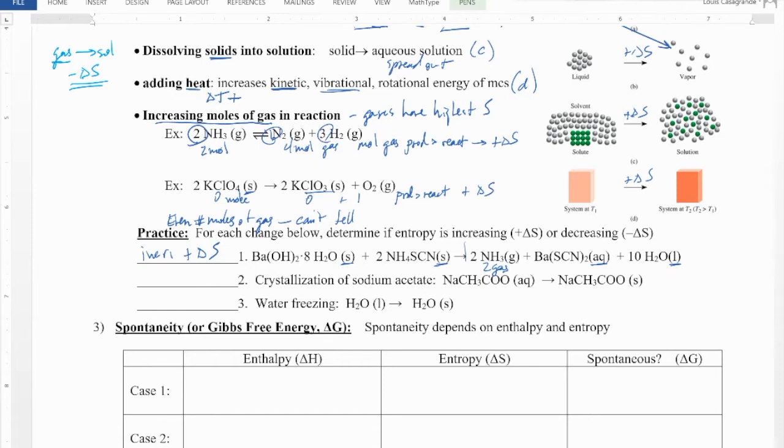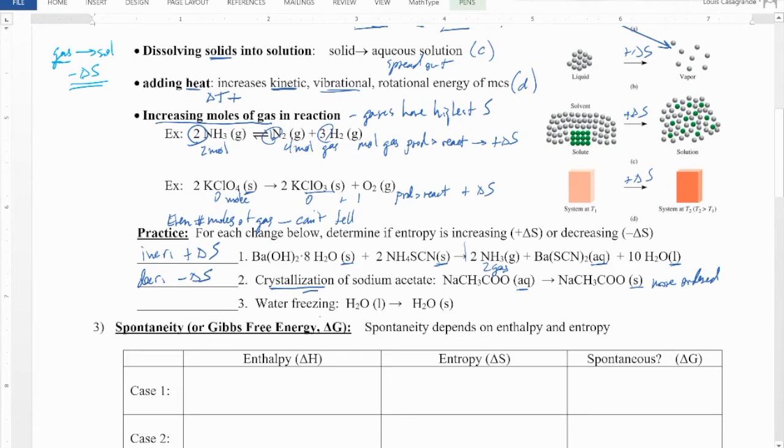In the second reaction, crystallization. Crystallization is going from an aqueous, so we're taking something that's dissolved into a solid. So we're going the opposite of what we talked about up above. It's going from more disordered to less disordered, or let's call it more ordered. So more ordered is a decrease in entropy and a negative delta S.